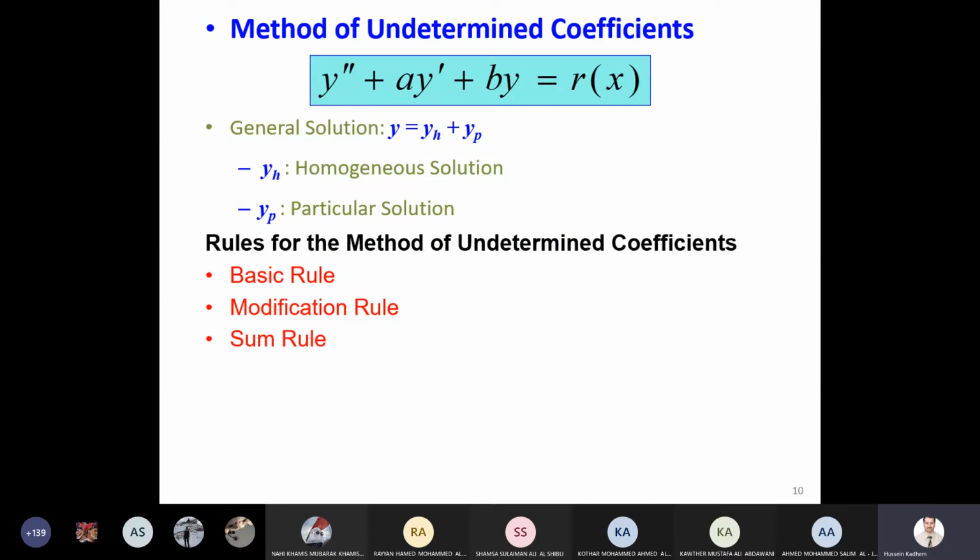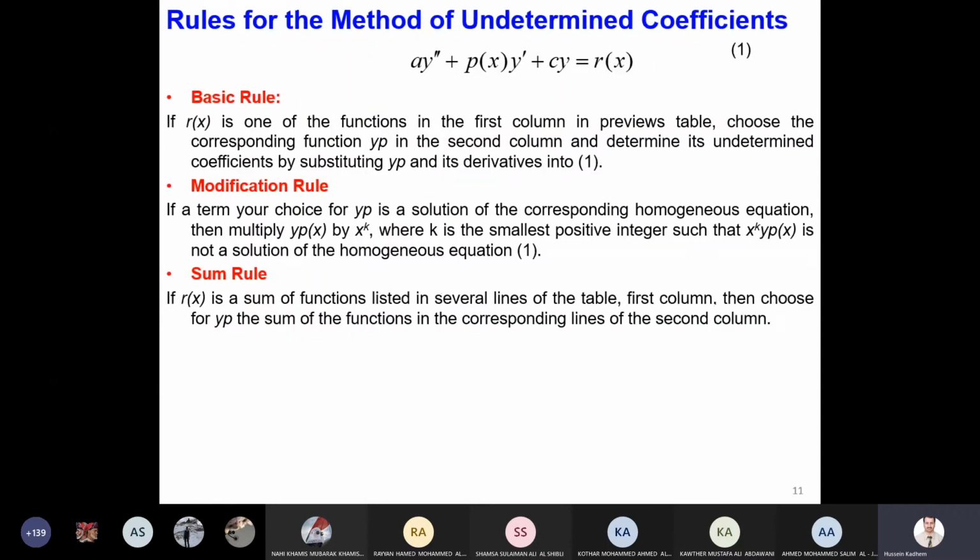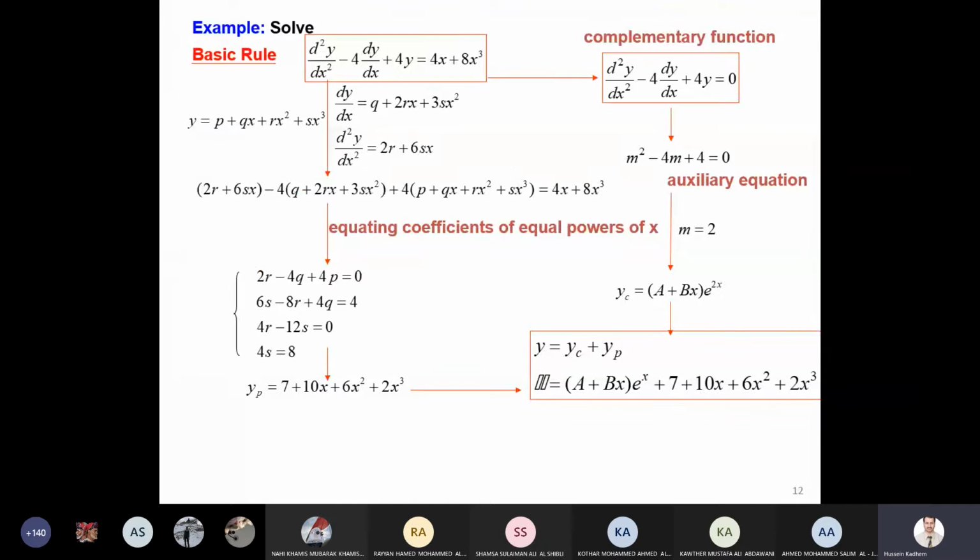We will definitely solve more problems together, but I would like to highlight something here. We have a few rules that need to be considered in solving the non-homogeneous differential equation. These rules are: the basic rule, which means we use it directly from the table; the modification rule, which means something is wrong so we need to modify; and the sum rule, which means we have more than one function summed together, so we need to consider this sum. I will explain this with an example.